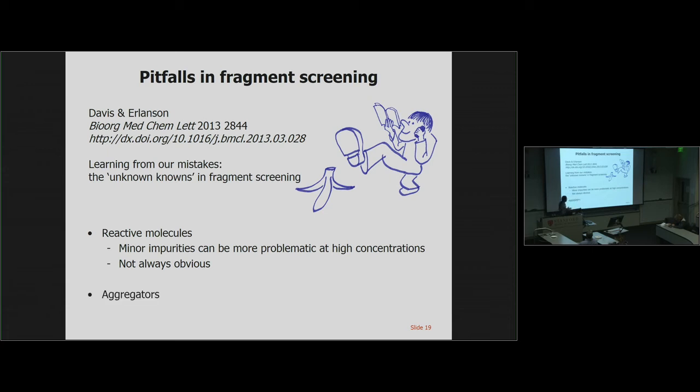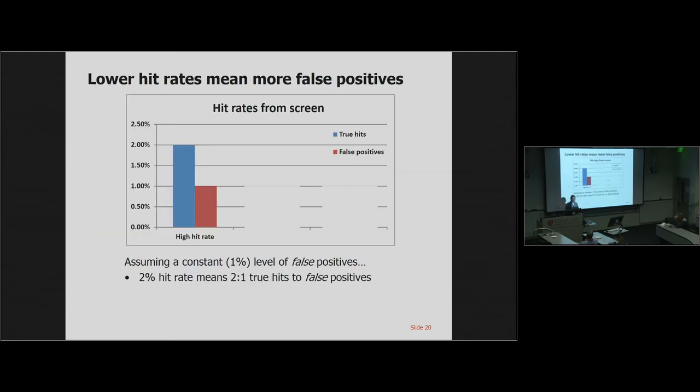And then finally, there's this issue of aggregators, which Bruce touched on, and I've got a few slides on those as well. Now, I think one point that is really important to remember, particularly since many of you are coming with very challenging targets, is that the number of false positives might be relatively the same, but the harder the target, the fewer the hits, and that has really serious consequences.